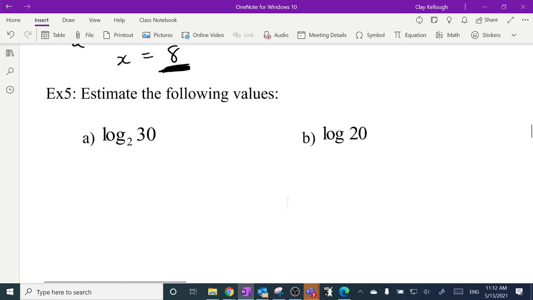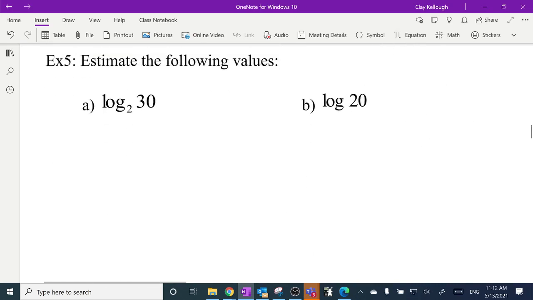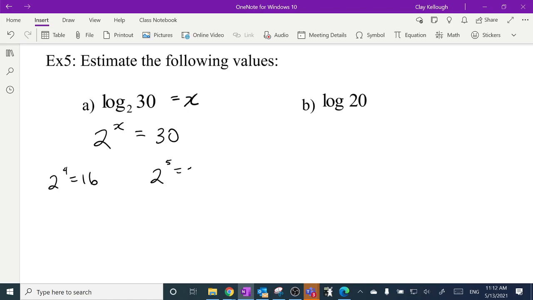estimating. Everybody's favorite. If you don't have a calculator, how do you figure out what log to the base 2 of 30 is? Well, first thing I'm going to do is make it an equation. Say that that equals some number x. Then I'm going to go to an exponential equation. That means that 2 to some exponent is 30. And here's what I know. I know 2 to the power of 4 is 16. And I know 2 to the power of 5 is 32.